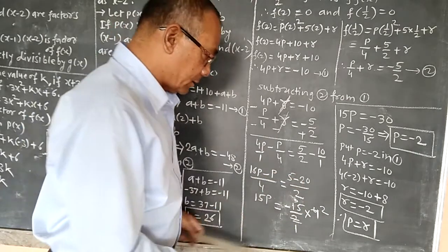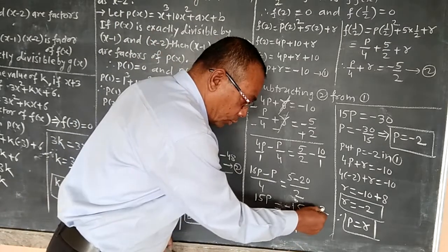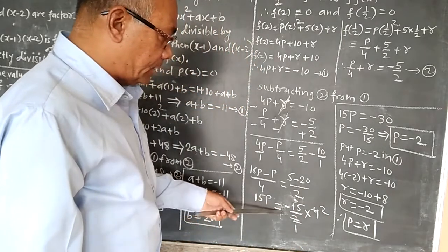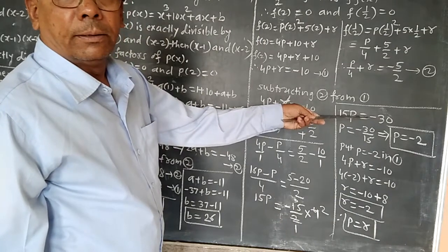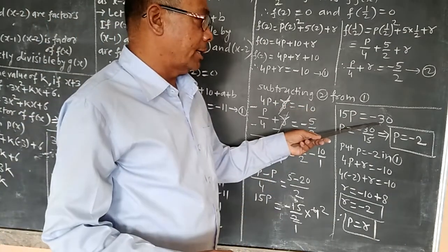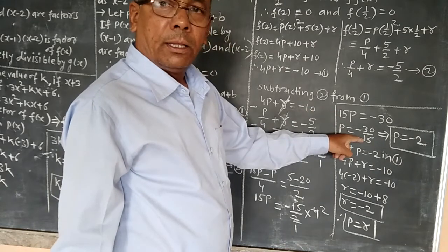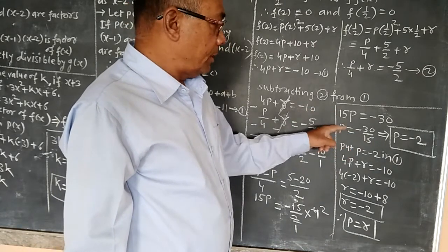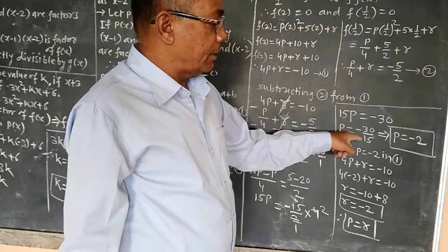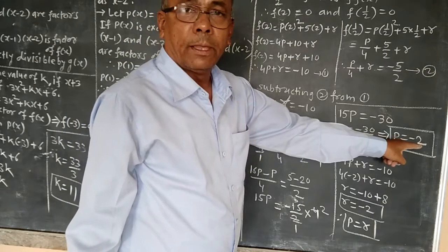So here 5 minus 20 will be minus 15 upon 2 into 4. So we will get 15p is equal to minus 30. Here 15 is multiplying, it will divide on the other side. So p is equal to minus 30 upon 15, which implies p is equal to minus 2.